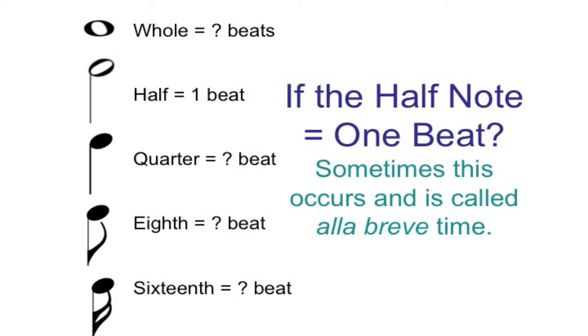Again, let's return to the half note. Now what would the quarter note be, which is below the half note? If there are 2 quarter notes in a half note, that would make the quarter note a half a beat. In turn, the eighth note: 2 eighth notes in a quarter note, or 4 eighth notes in a half note, would make the eighth note a quarter beat. And finally, a 16th note, it would actually take 8 16th notes to equal a half note, so a 16th note would be equal to 1/8 of a beat.